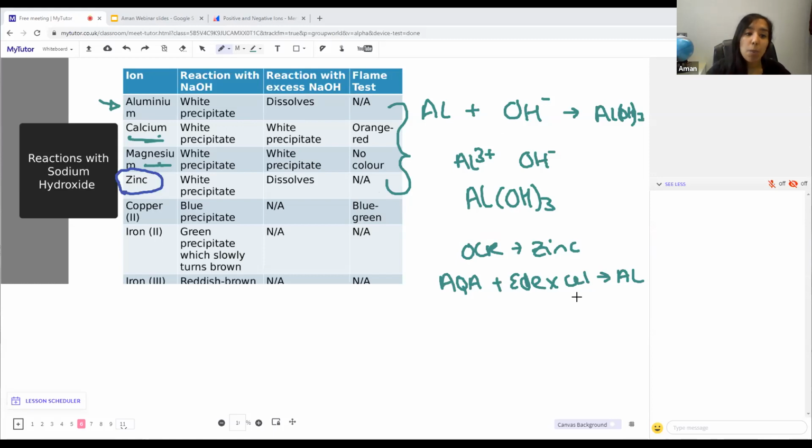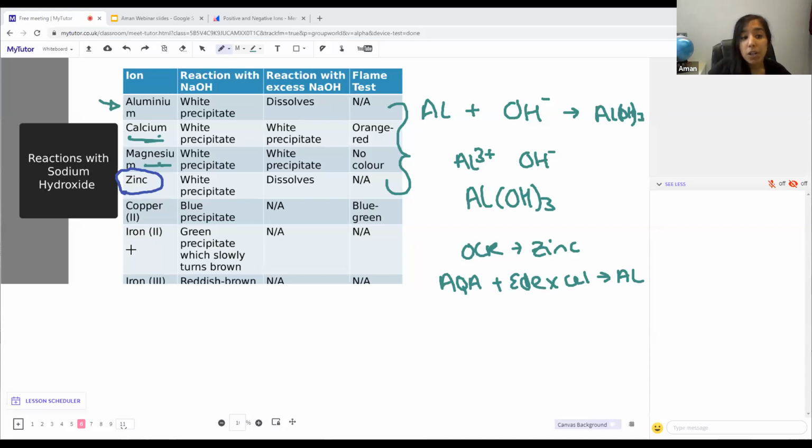Okay, so copper, I said, forms a blue solid and has a blue-green flame test. Do you remember that transition metals tend to form different ions? So they don't just form, for example, a 2+ ion, they can also form a 3+ ion, and that is to do with their electron shells. Again, you'll learn about this at A level, which I think I said to you guys when we did transition metals a couple of weeks ago.